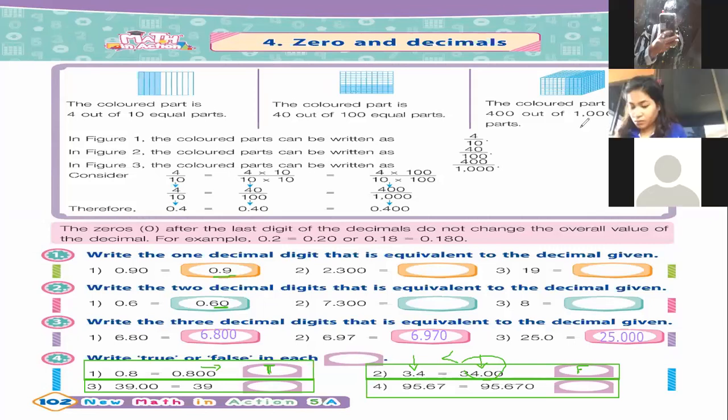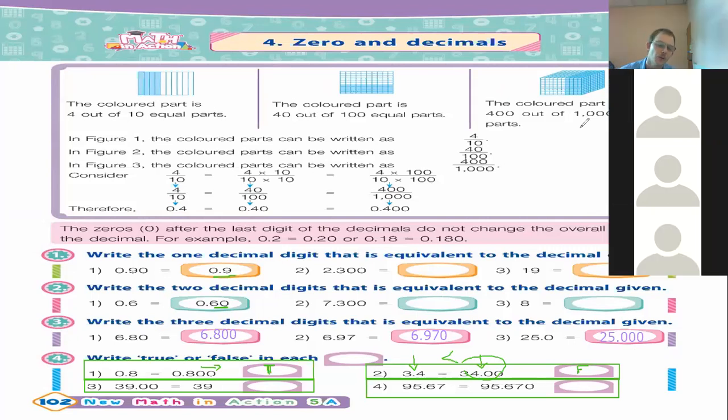Someone take a guess. You have one of two options, true or false. True. False. Why do you think it's false?